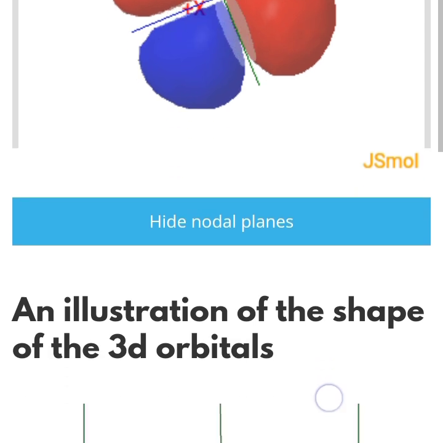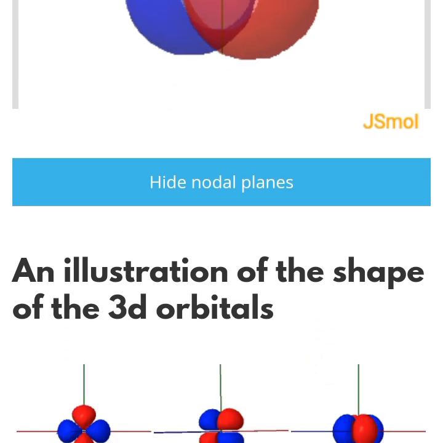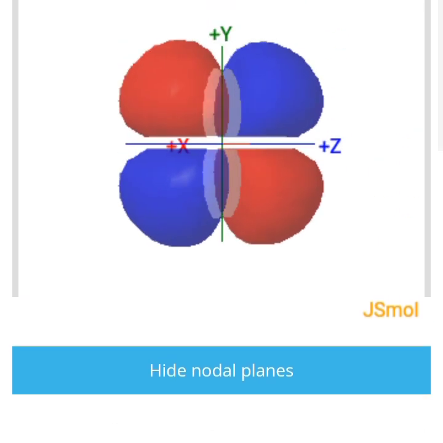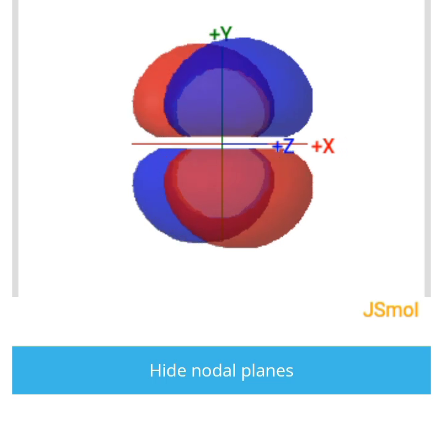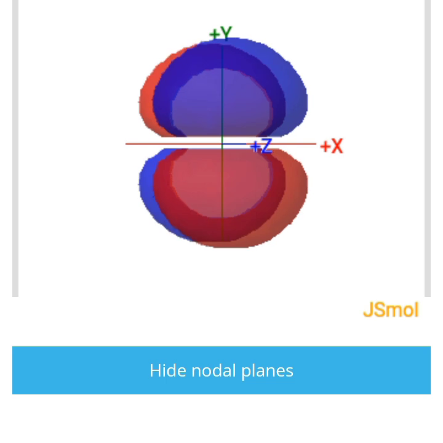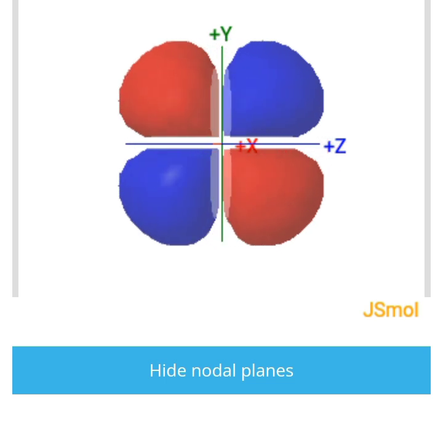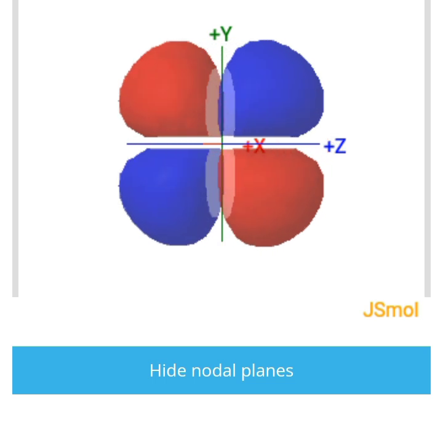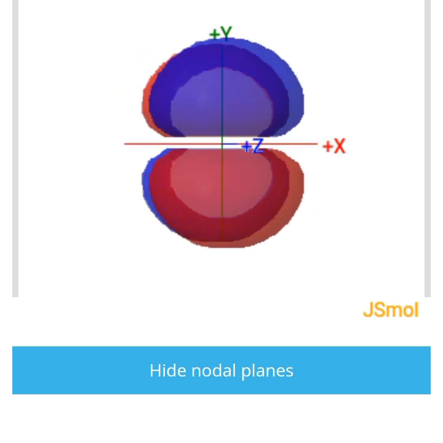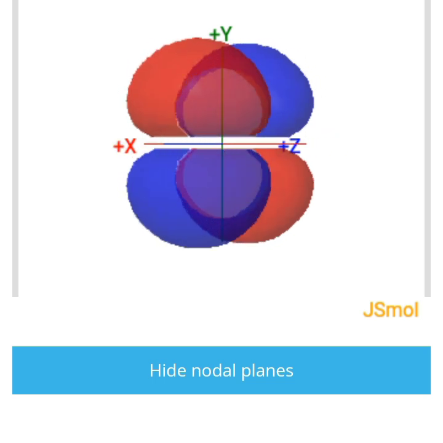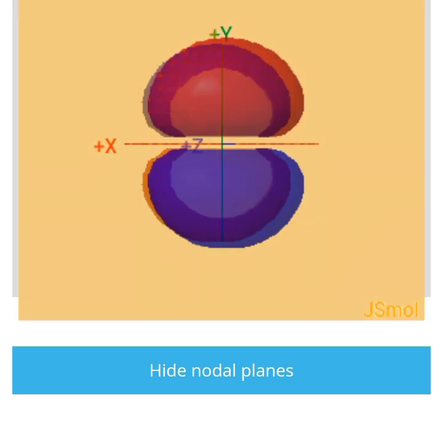Okay, so I have shown you the shapes of dxz, dyz, dzx, dx square minus y square and dz square, and I have also clarified your concept about the combination for the dz square orbital. I have told you that the dz square orbital is the combination of two different orbitals: one is dx square minus z square and another is dy square minus z square.